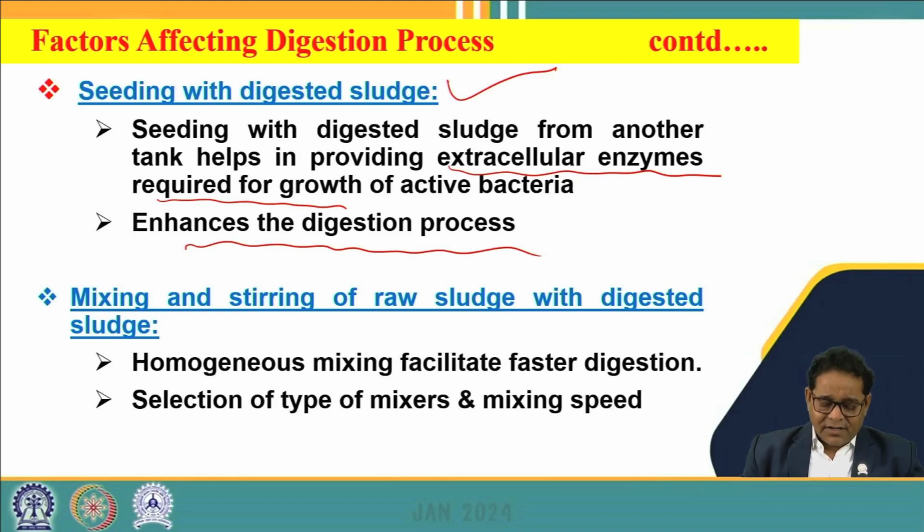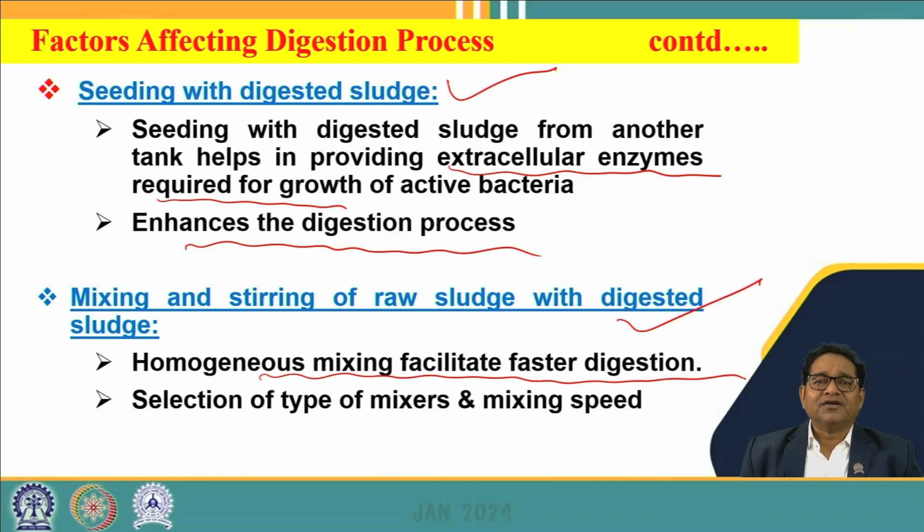Another important factor is the mixing and stirring of the raw sludge with the digested sludge. This is a very important parameter, because the type of mixers, the type of mixing arrangements we provide in the digesters, and the speed of mixing, all these parameters greatly affect the digestion process, because homogeneous mixing facilitates a faster rate of digestion. Hence the selection of the type of mixer and the mixing speed at which the sludge mass has to be rotated within the digestion tank is very important.